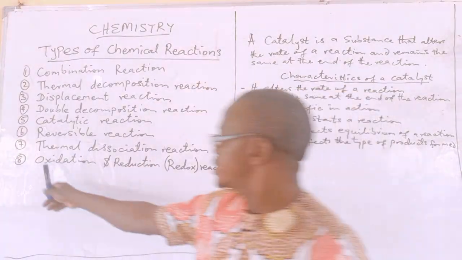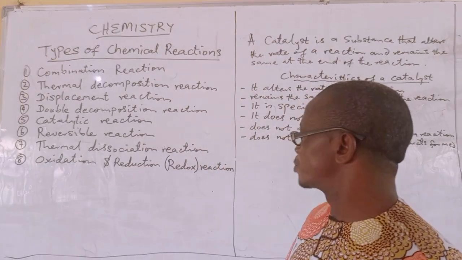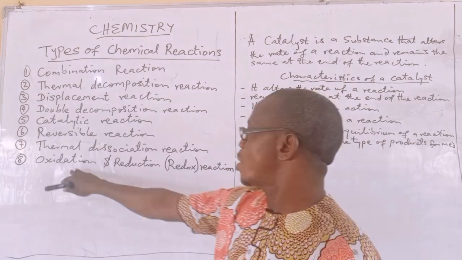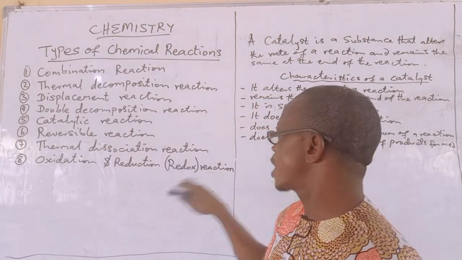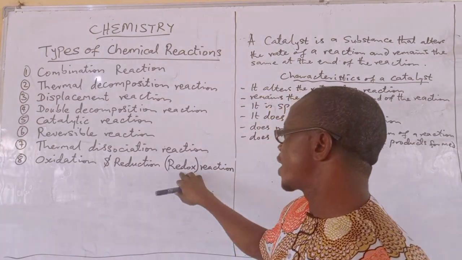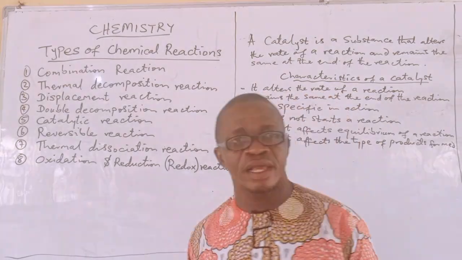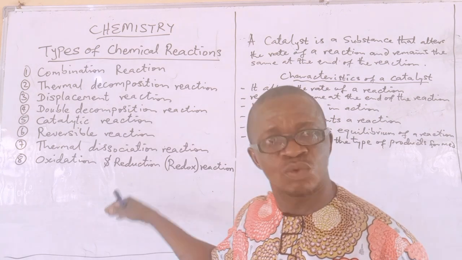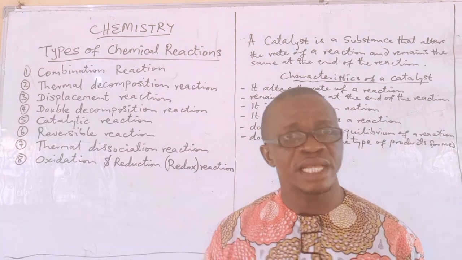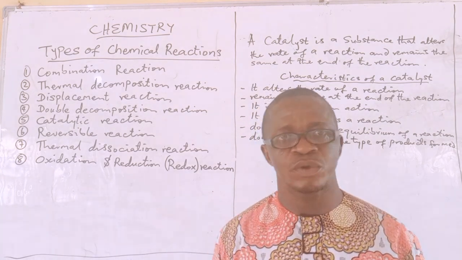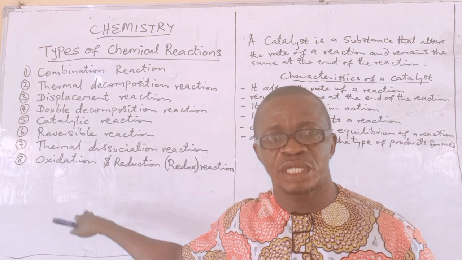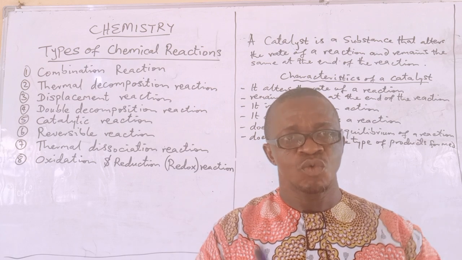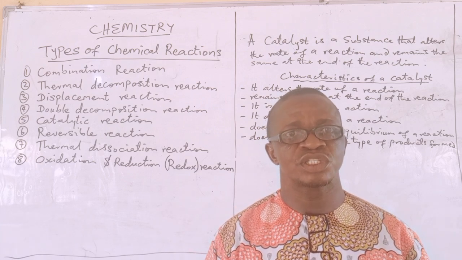The next is oxidation and reduction. If you cannot call it oxidation and reduction reaction, you can quickly call it what? Redox reaction. I will start this one in our next class, so just prepare your mind and then come, because that one is broad. I want to start it at that time when your spirit is still high.